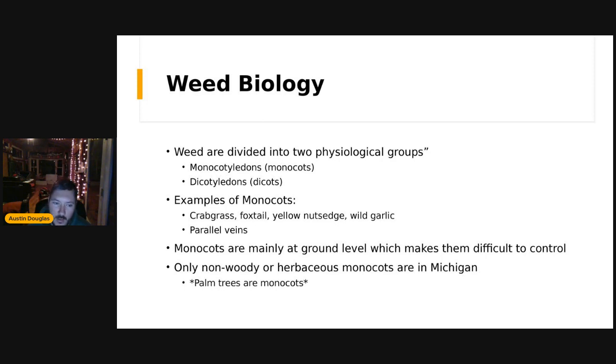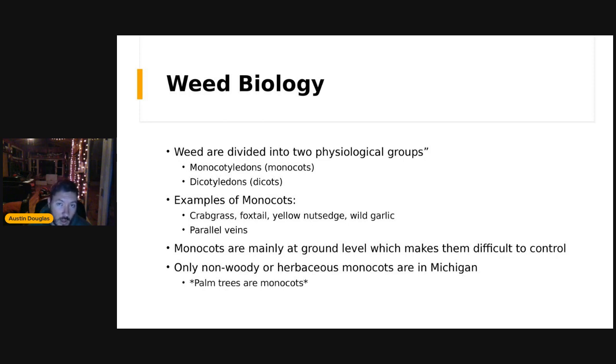An example of some monocots would be crabgrass, foxtail, yellow nutsedge, and wild garlic. They have parallel veins, right? Your turfgrass in general is going to be a monocot. Monocots are mainly at ground level, which makes them somewhat difficult to control because they're mixed in with the turf. And in Michigan, only non-woody or herbaceous monocots exist. And also, fun fact, if you didn't know this, palm trees are actually monocots.